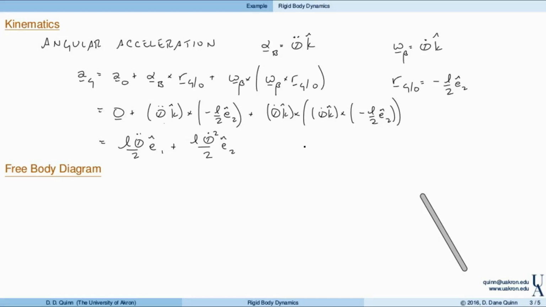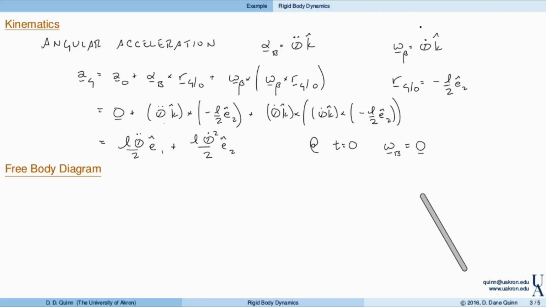Of course, the bar is released from rest, so at t equals 0, and that's the time that we're interested in, the angular velocity of the bar is equal to 0. So theta dot here at time 0 is equal to 0.